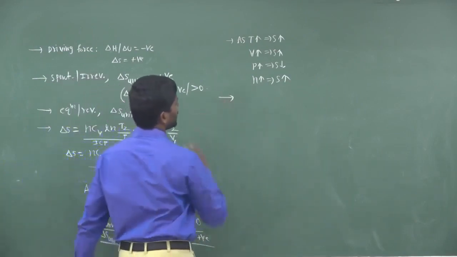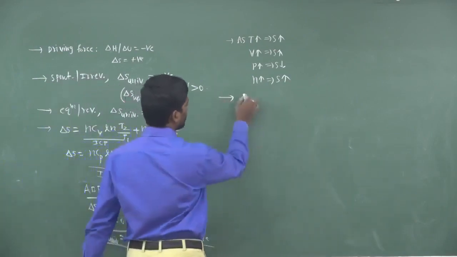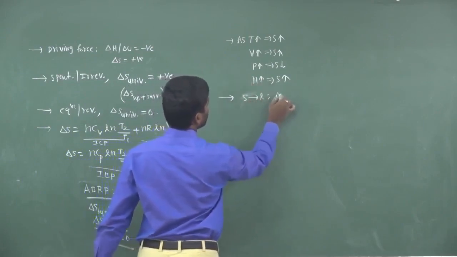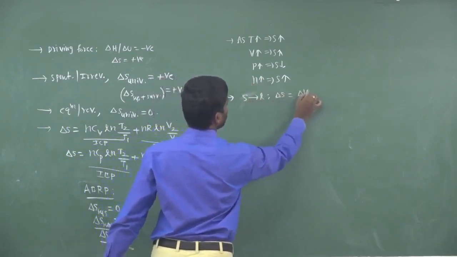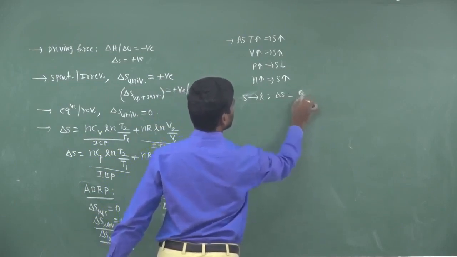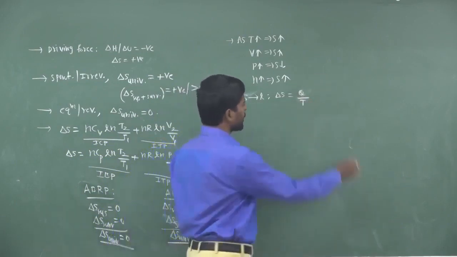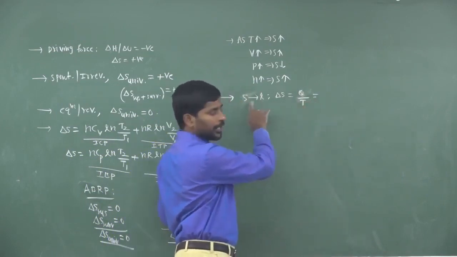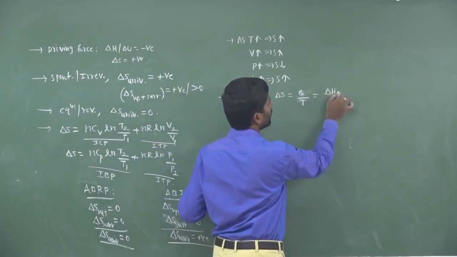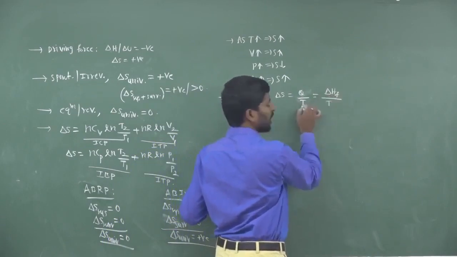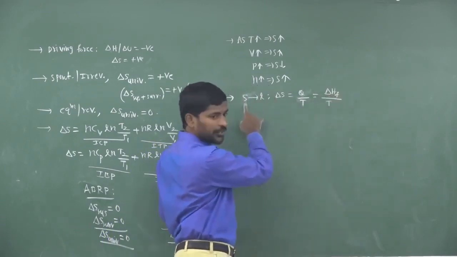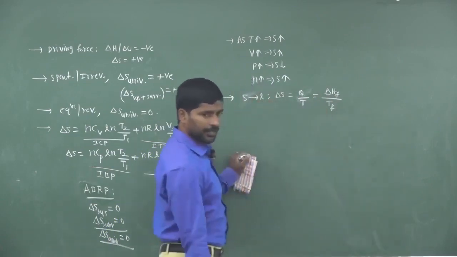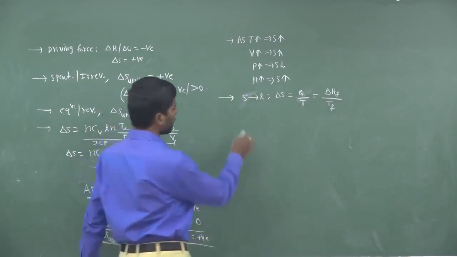Next one, entropy change during phase transitions. If solid phase is changing to liquid phase, what is the expression for entropy change? Always the entropy change means we have to follow Q by T. So Q is the amount of heat required to convert one mole of solid to liquid. That is called enthalpy of fusion. And T is the transition temperature, the temperature at which solid phase changes to liquid phase. That is called fusion temperature, delta HF by TF.